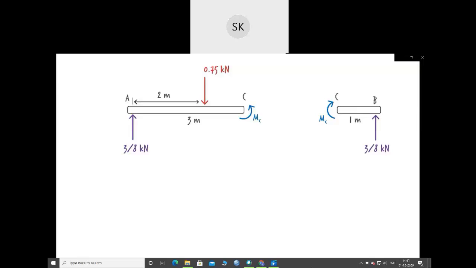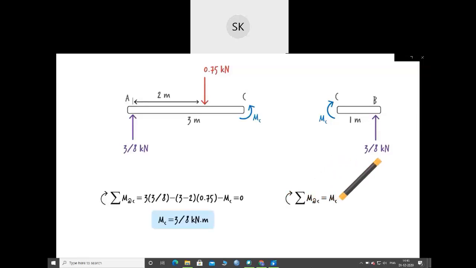To determine the moment, we simply apply the moment equilibrium equation to point C. For the left segment, the equation is, solving it for Mc, we get... Bending moment has a unit of force times length. So here we have the moment expressed in kilonewton meters. Of course, we could have calculated the moment using the right segment of the beam, which would have given us the same value for Mc.